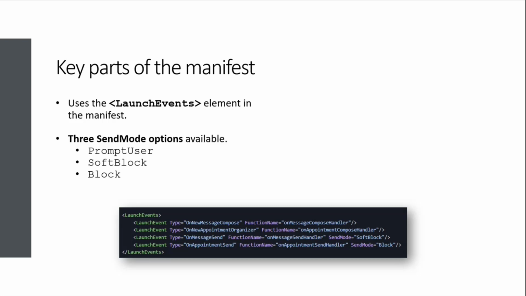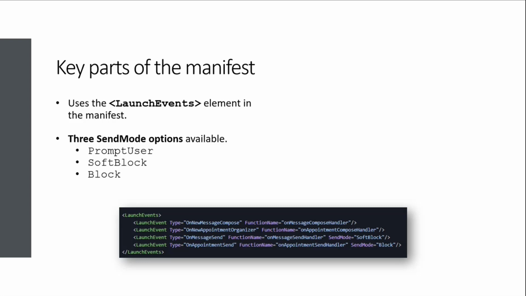Then you have the function name attribute, which is where you would declare your event handler. So those would be your JavaScript functions that would be running the logic of your add-in. And lastly, you have the send mode attribute. And this is what determines the add-in's behavior when its logic or condition isn't being met by the item that's being sent. So the send mode option comes in 3 flavors. You have prompt user, soft block, and block.